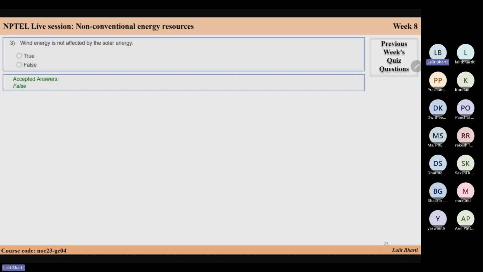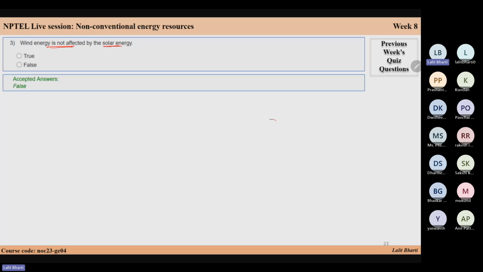Then we have the next question: wind energy is not affected by the solar energy. Again, this question is not very well defined, but we know that wind energy itself is a form of solar energy. In the last class, we discussed how wind energy is generated by solar energy.